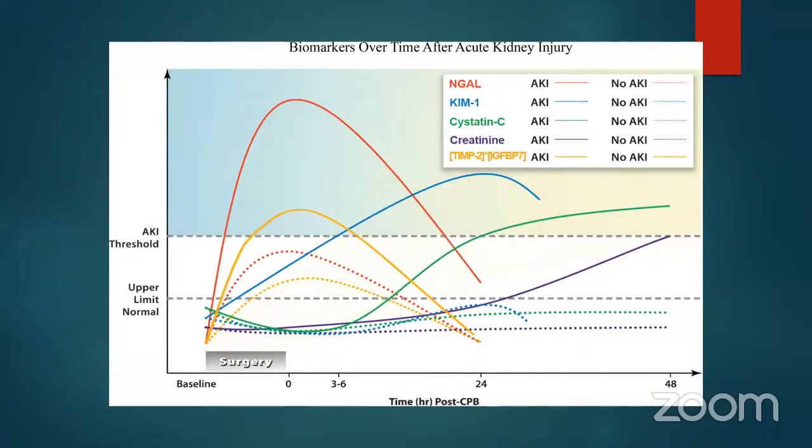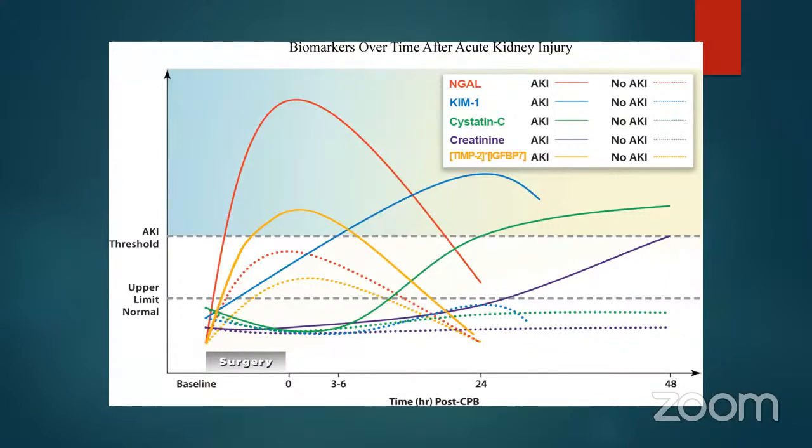If you look at this slide, the creatinine is the purple line and the NGAL is the red line. So basically NGAL gives us a better picture of the acute kidney injury rather than creatinine, which will take nearly 24 hours to rise.